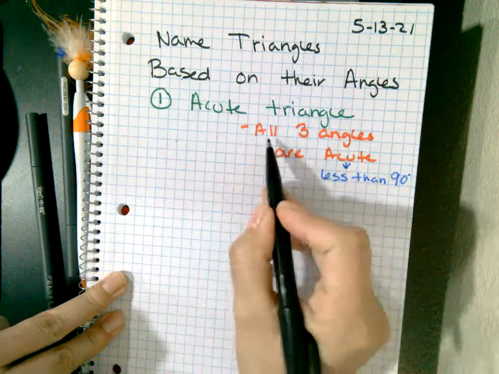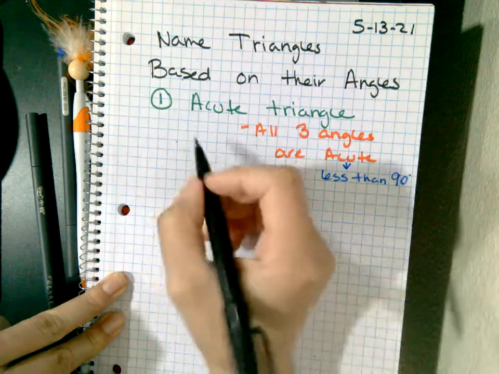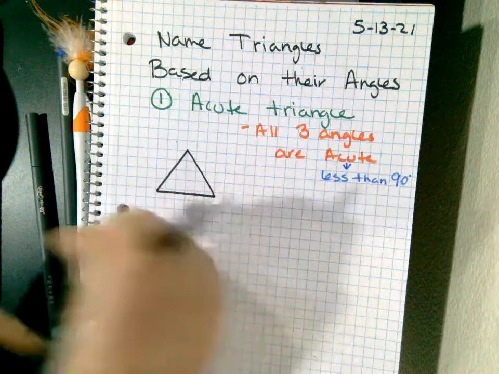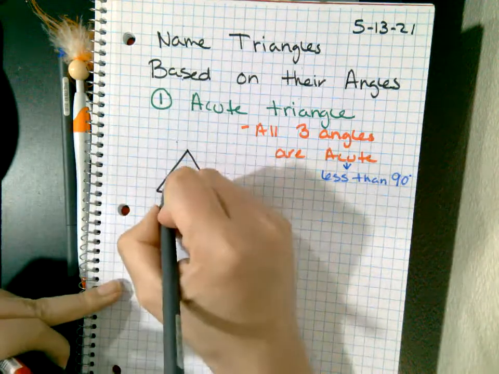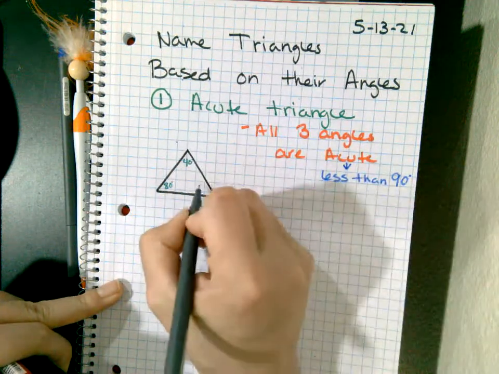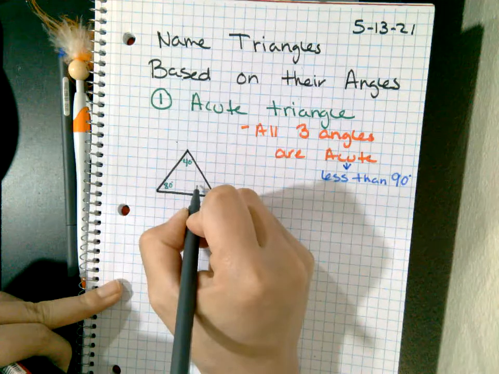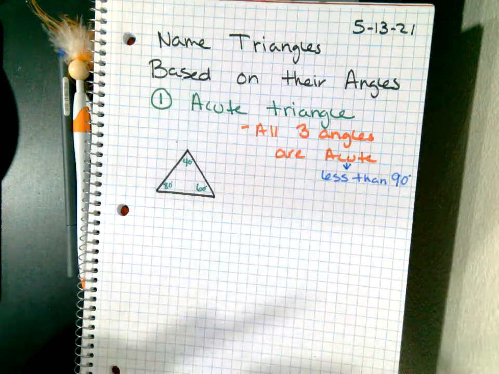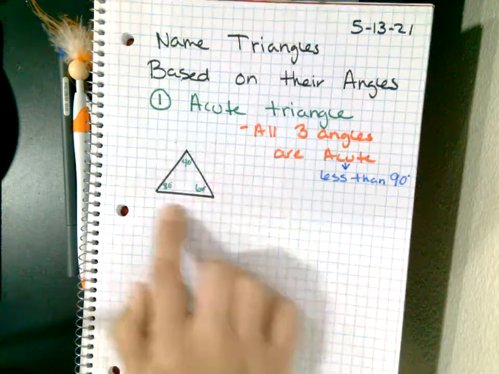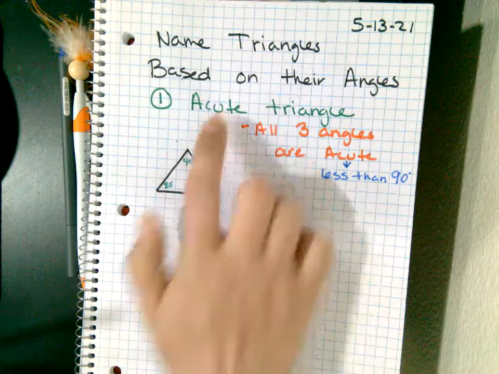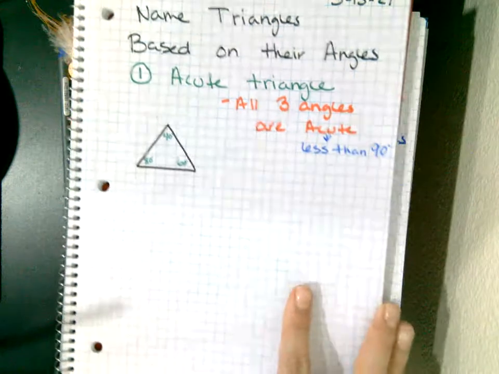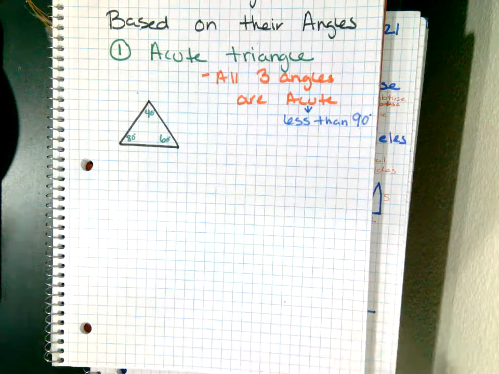So an acute triangle has all three angles acute. That means they're less than 90 degrees. So if I have this acute triangle, for example, this is 80 degrees, this is 40 degrees, and this is 60 degrees, right? All of these numbers are less than 90, so therefore this triangle is called an acute triangle based on its angles. Okay, that's the first one.